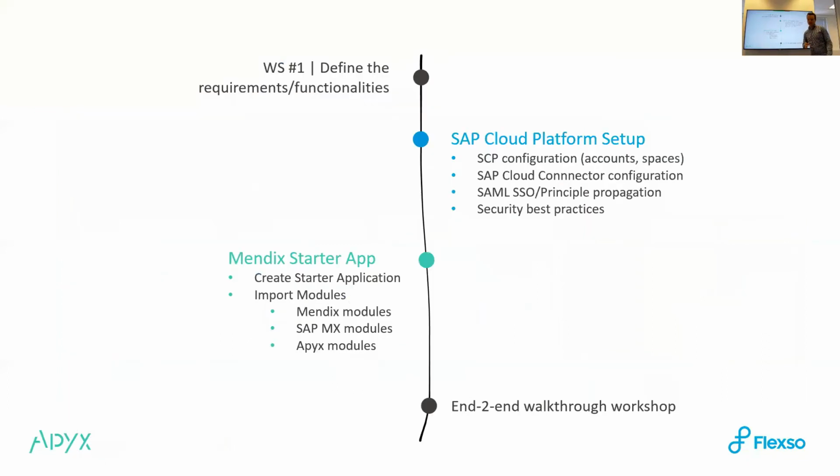Okay, so this is our package. These are all the technical aspects that are included in our package, but we also include some workshops, so we will guide you along the way. We will start with a workshop to define the requirements and functionality, and then we will do the SAP Cloud Platform setup and the Mendix Starter app, and then have an end-to-end walkthrough workshop. Generally speaking, this timeline will take 2 weeks, but depending on specific installations that are already present or specific requirements needed on the Mendix side, this can be a little bit less or a little bit more.